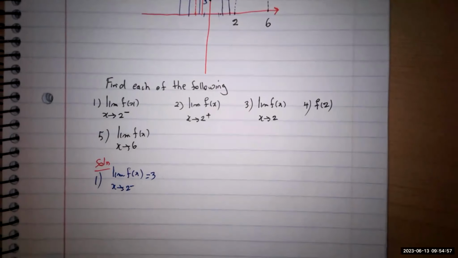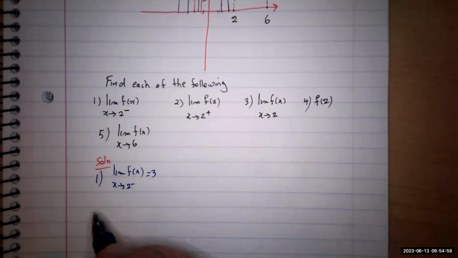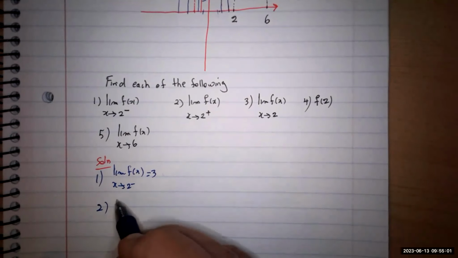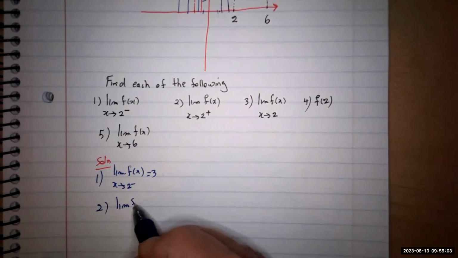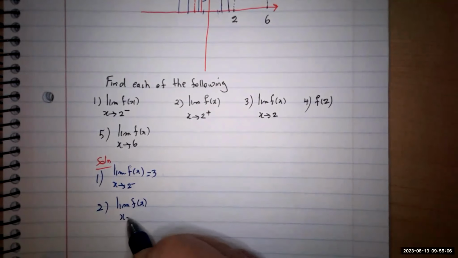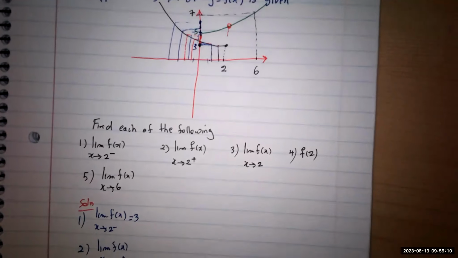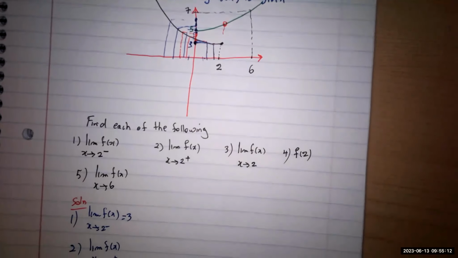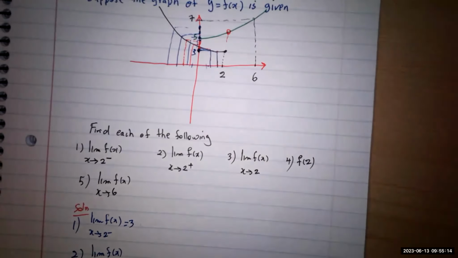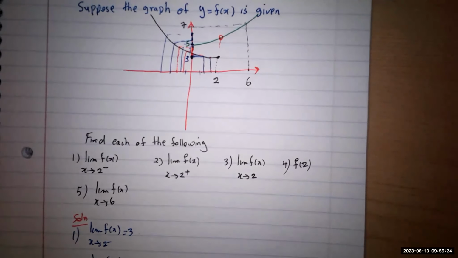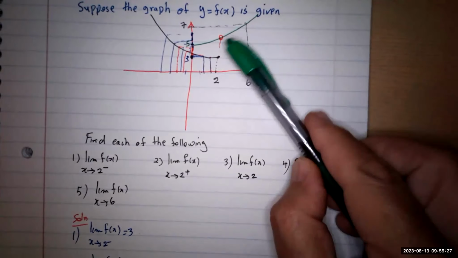Now we do the same thing for the other part. What would happen if you do it with the other part, the limit of f of x when x goes to 2 positive? For 2 positive, your direction is going to be different. So you have to pick this direction to get this number. For the other direction, you have to use the green one.